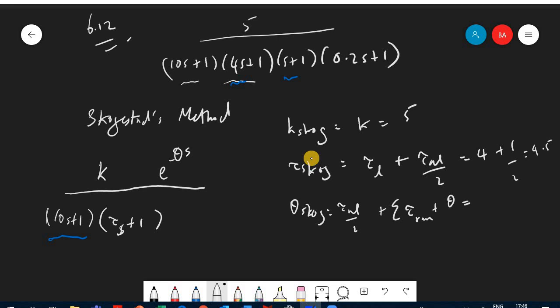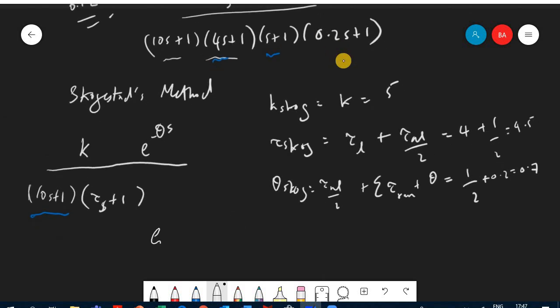And my theta Skog is going to be half of next largest tau plus the remaining taus, plus theta if I have a theta time delay. So what I have here is 1 over 2, so this is half of next largest, plus 0.2, and that's all what I have. So 1 over 2 plus 0.2, that will be 0.7, and that's all. So I have my system, which is G Skog. G Skog is equal to 5 e to the power minus 0.7s over (10s plus 1) multiplied by the tau that I have found, which is (4.5s plus 1). Great. So that was using the Skogestad method.